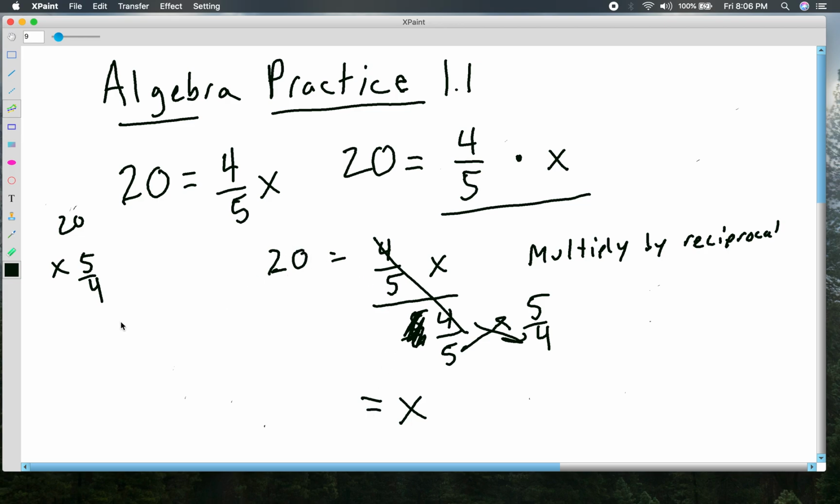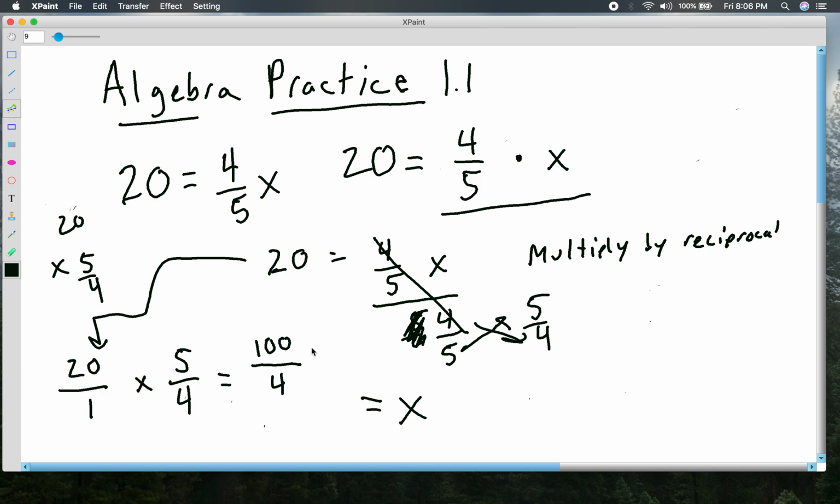What do we do over here? Well, let's take our 20 and turn 20 into a fraction. 20 is the same as 20 over 1, and I have to multiply it by 5 over 4. I'm going to do this two ways to show you. 20 times 5 is in fact 100. And then 4 times 1 is 4. And 100 divided by 4, divided into 4 parts.